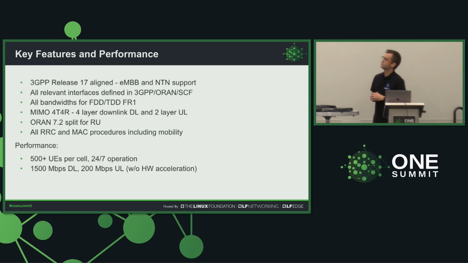I don't want to dwell too much on the features here, but the bottom line is that you have all the key features that are of interest for private 5G. It's all Release 17 aligned. We have all relevant interfaces implemented, all bandwidths for FR1, up to 4T4 MIMO, 4 layers in the downlink. I already mentioned ORAN split 7 for our use. All RRC and MAC procedures are there, including mobility, so you can actually have multiple cells and do handovers between them.